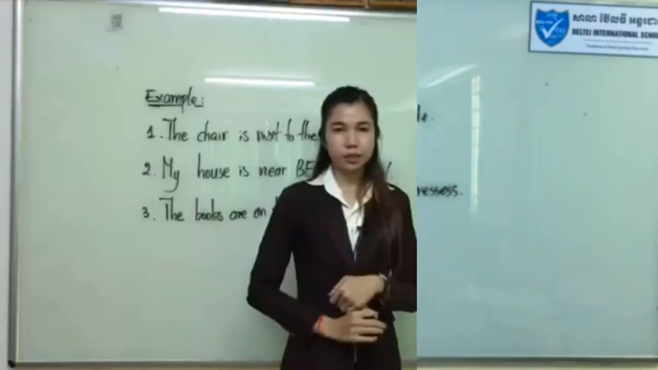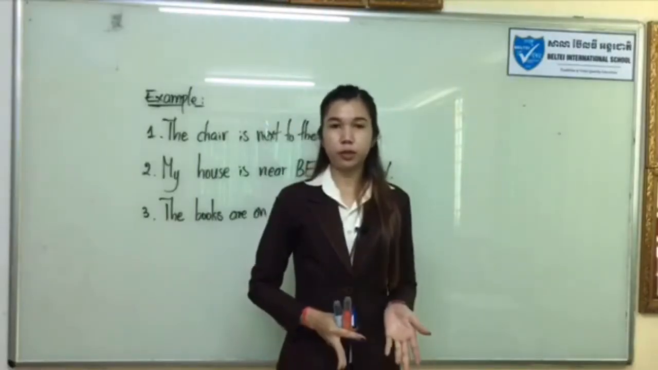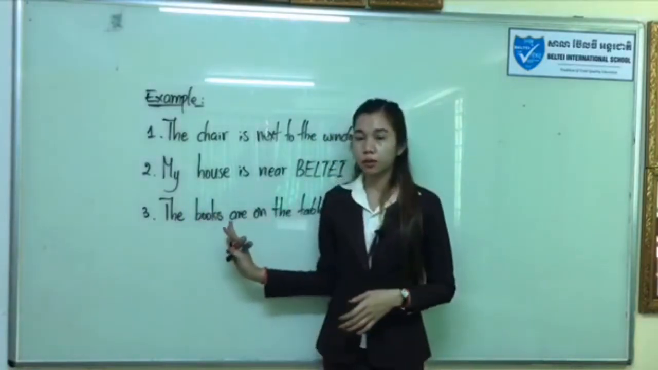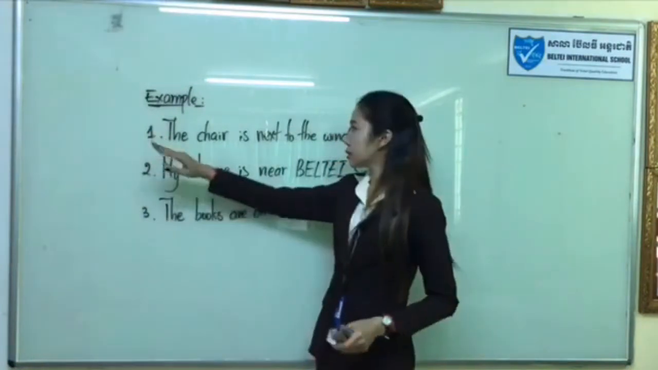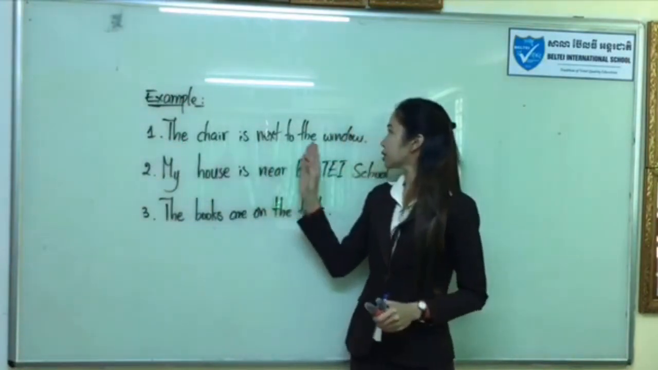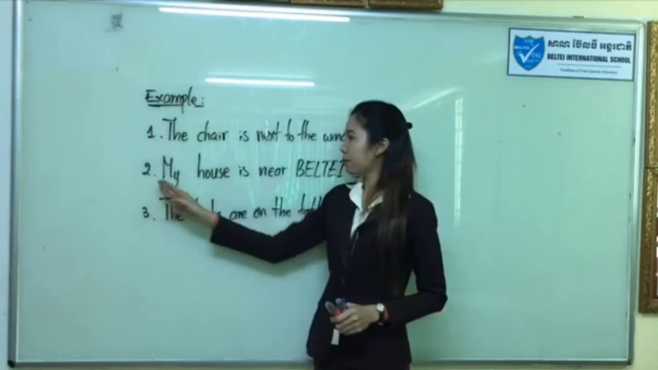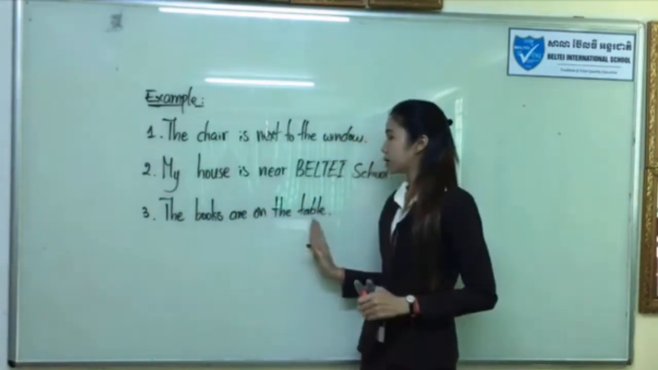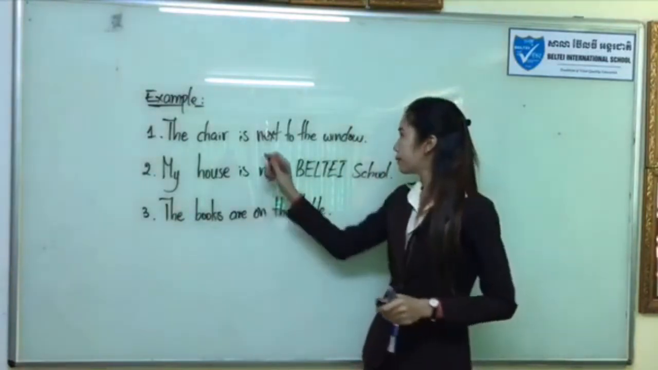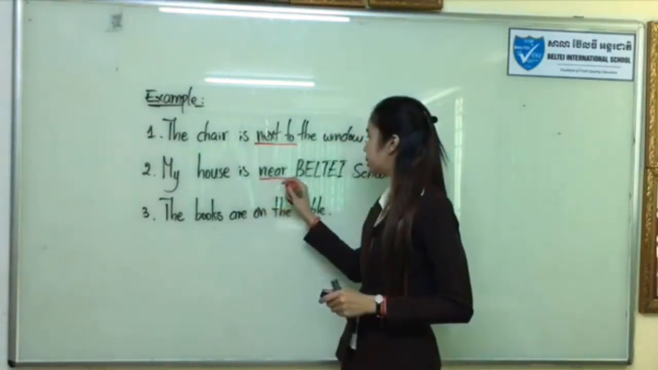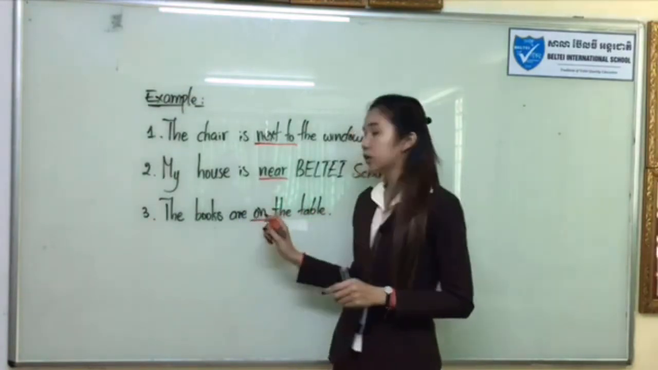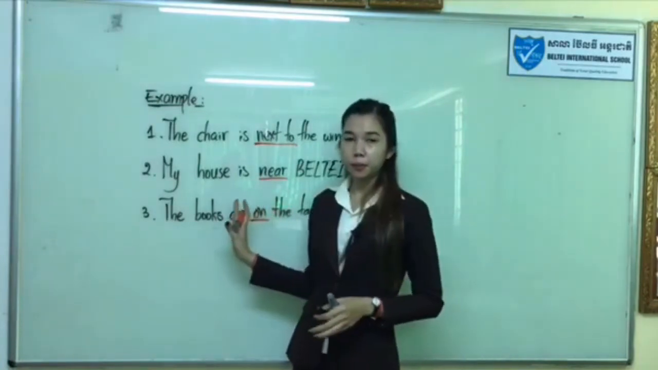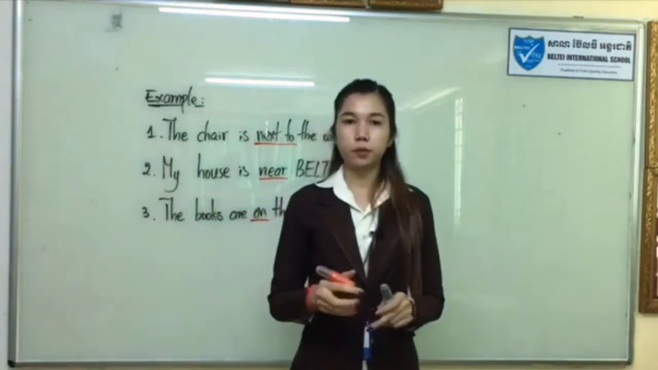Okay, so today we will learn one new lesson, and before we go into our new lesson, I have three sentences to give you. The first sentence, the chair is next to the window. The second sentence, my house is near Belty School. And the third sentence, the books are on the table. So teacher will underline the words next to, near, and on. Can you guess the part of speech of next to, near, on? They are prepositions. So today we will study about prepositions of place.